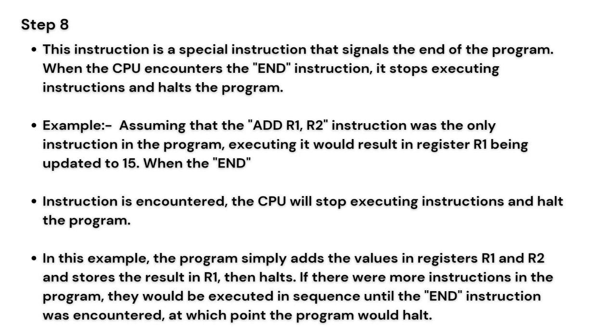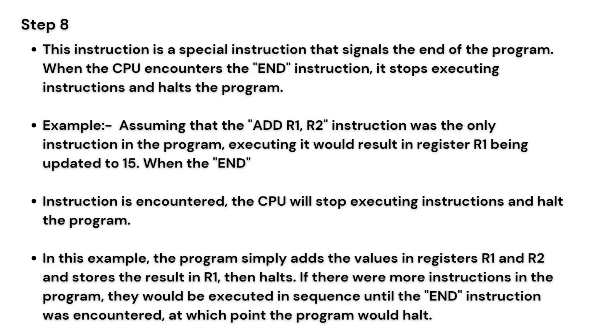Example: assume that the add R1 R2 instruction was the only instruction in the program. Executing it results in register R1 being updated to 50. When the end instruction is encountered, the CPU will stop executing instructions and halt the program.